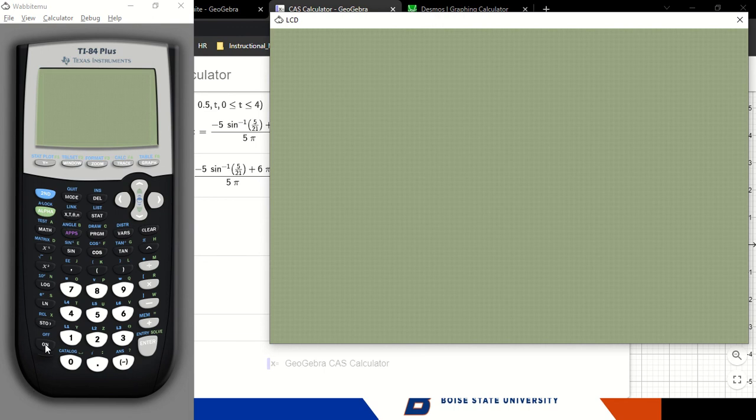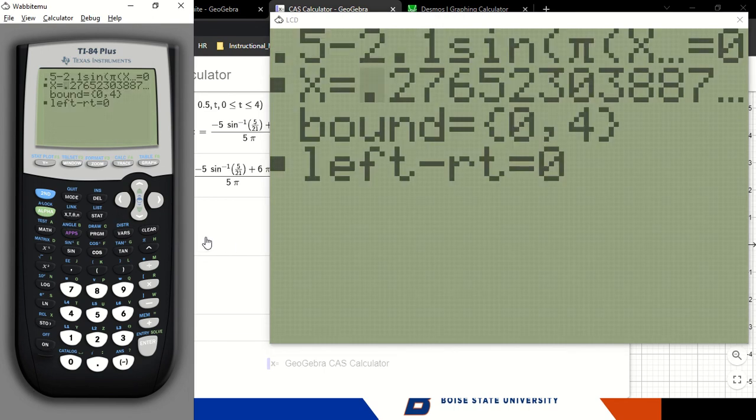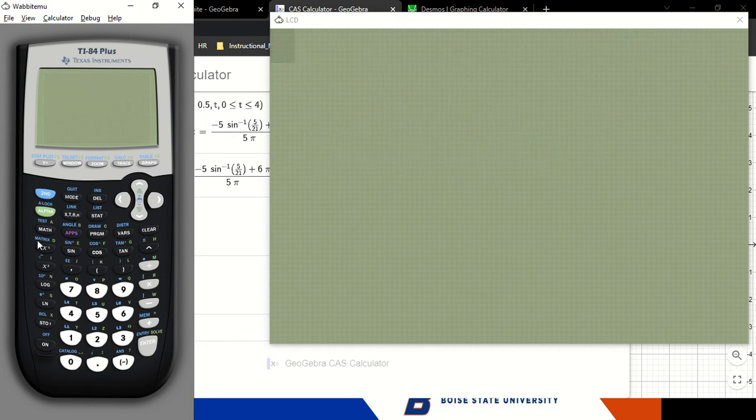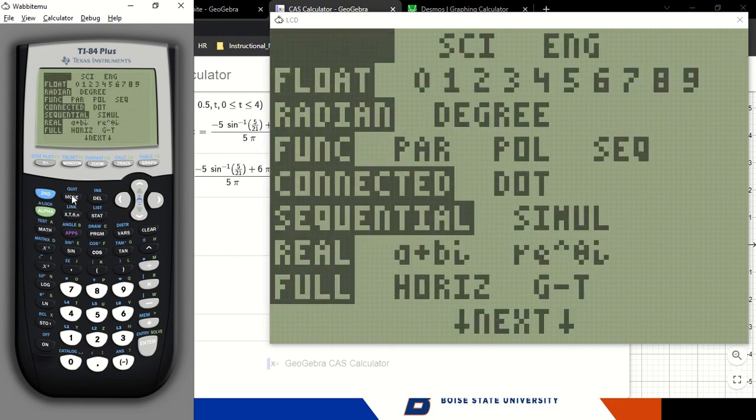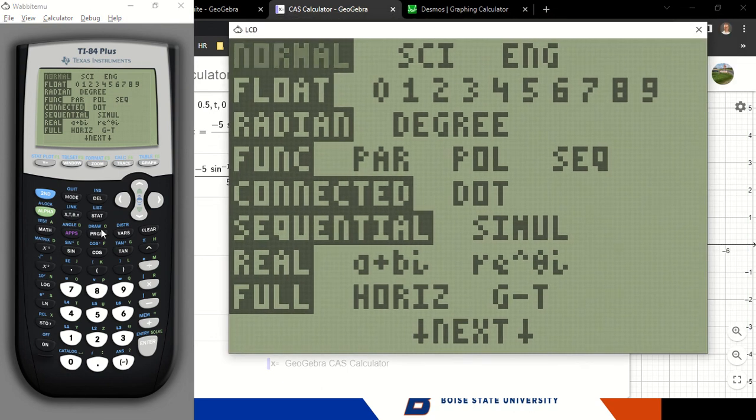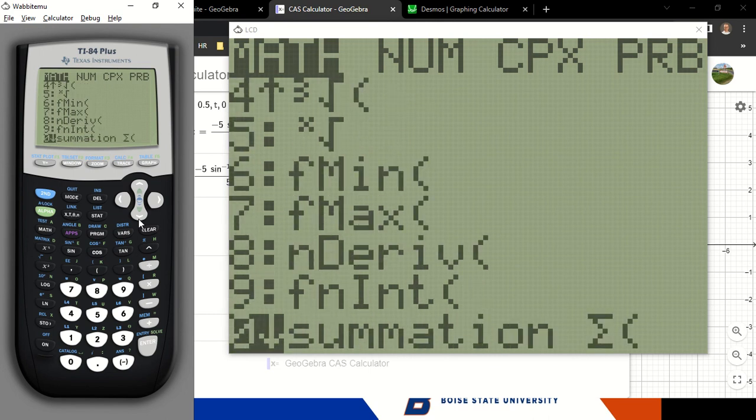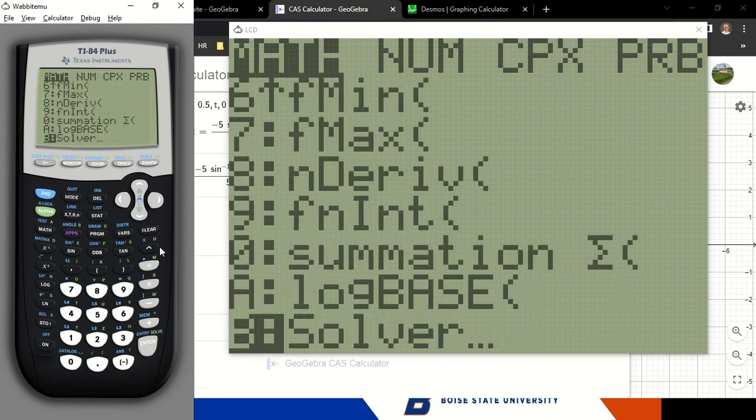There's a way to solve. And the way the solver works, let me show you from the home screen here. So from the home screen, if you press your math button, before we say anything else, we should make sure that we're in radians. So hit your mode button, and sure enough, we're in radians here. And if you go to your math button and go all the way to the bottom of this first menu, there's a function called solver.